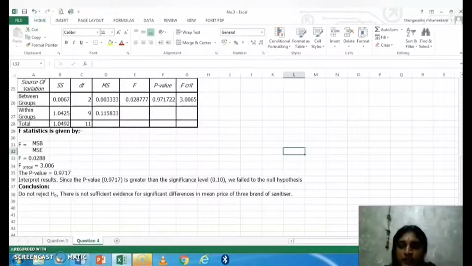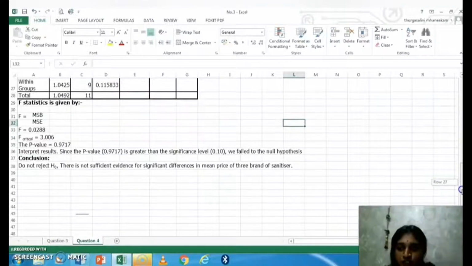The interpreted result is that since the p-value 0.9717 is greater than the significance level 0.10, we fail to reject the null hypothesis. In conclusion, do not reject H0. There is no sufficient evidence for significant differences in the mean price of the 3 brands of sanitizer.